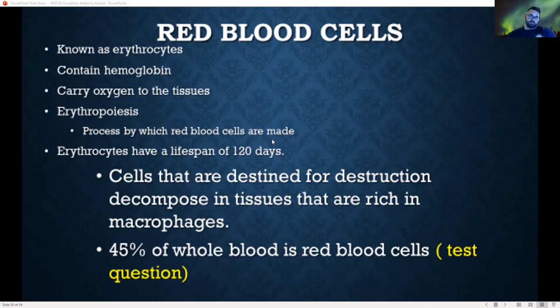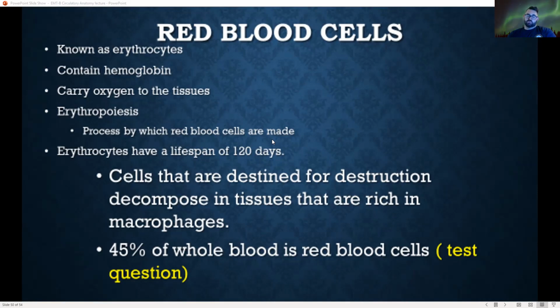So red blood cells contain hemoglobin. Hemoglobin's job is to carry oxygen to cells. They are made by the process of erythropoiesis, which occurs in the medullary cavity of the long bones. We'll talk more about that when we hit the skeletal system, which has a lot more to do with other things than just protecting things. So erythropoiesis occurs in the skeletal system and the long bones. They have about a 120-day lifespan, and cells that are destined for destruction decompose in tissues that are rich in macrophages. So your body will recirculate that cellular material and destroy them over time.